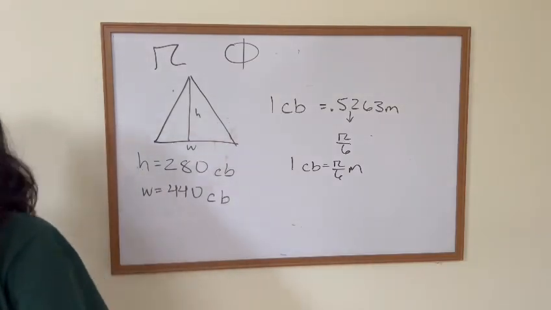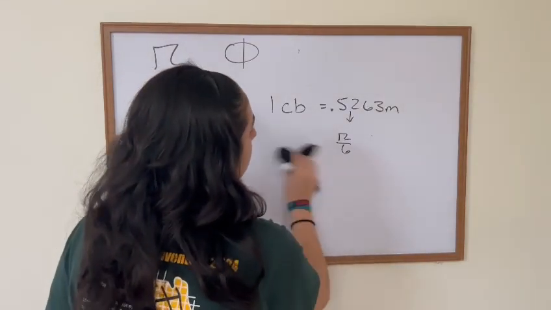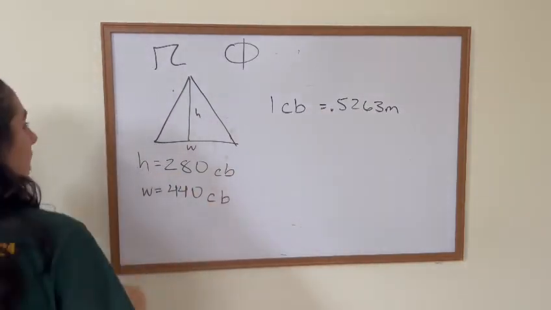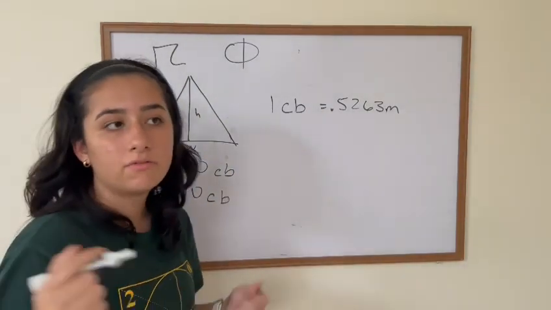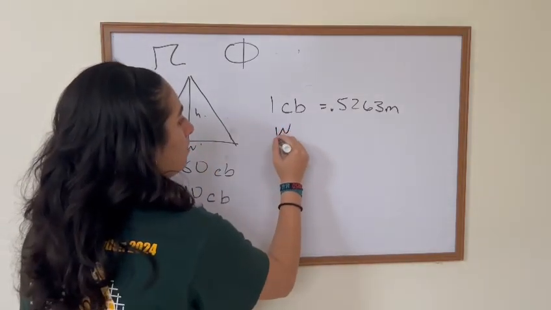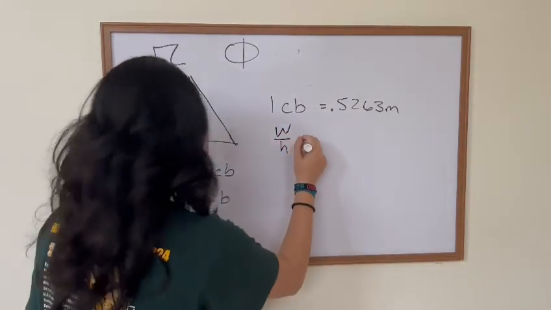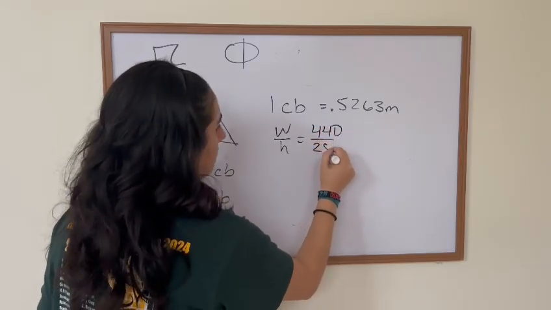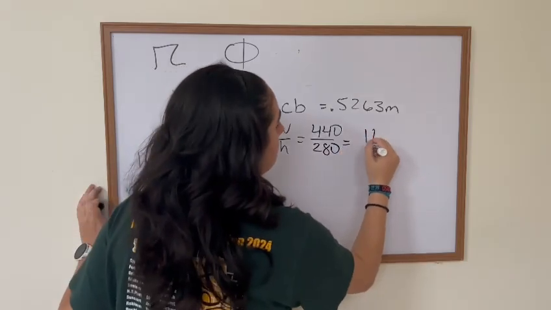But we also see pi in another instance. So we see that they have this obvious ratio of units of measurement. But now let's discuss the ratio of side lengths. What if we compare the width and the height? Well, if we compare the width and the height using our givens, 440 over 280, if we simplify this, it's going to equal 11 over 7.